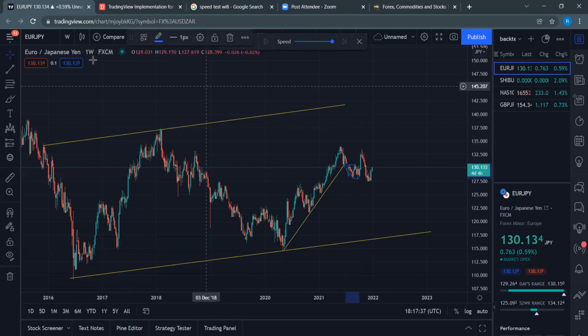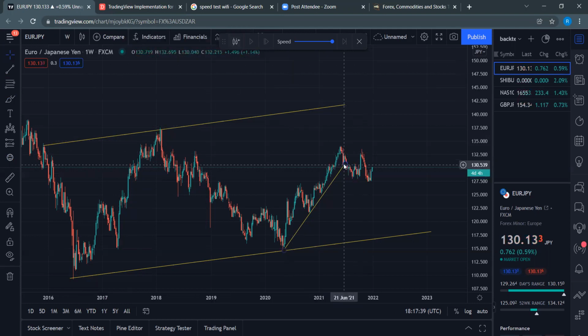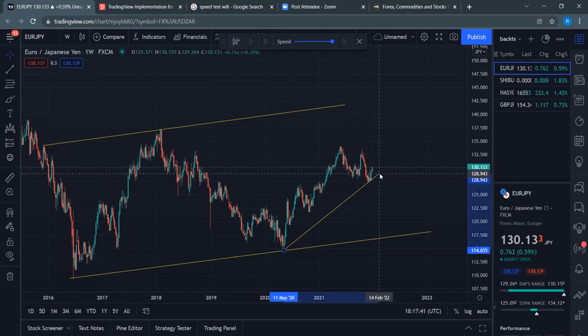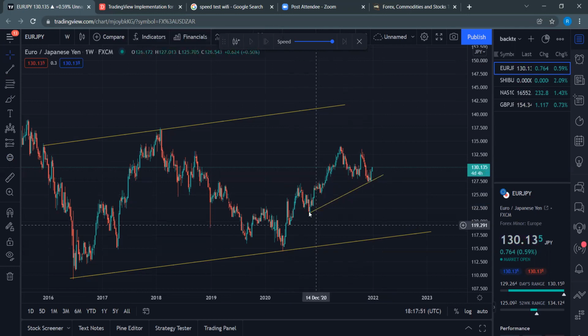If there's no progression, then what you basically have to do is extend your trend line. You extend your trend line, and then you take it to the latest two touches. So this will be your new trend line, and this will be your new structure like this.